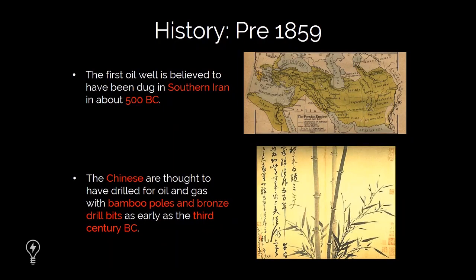Crude oil has been known and used by man for thousands of years. The first oil well is said to have been dug in the city of Shush in southern Iran in about 500 BC, and the Chinese are believed to have drilled for oil and gas with bamboo tubes and bronze drill bits as early as the 3rd century BC.